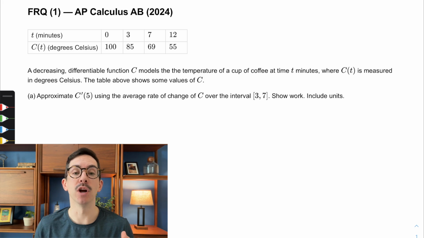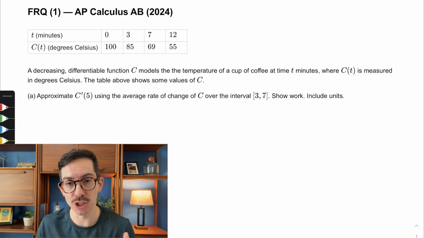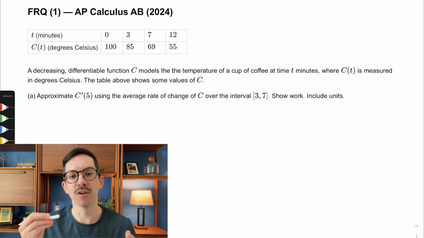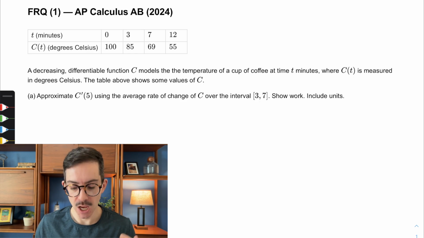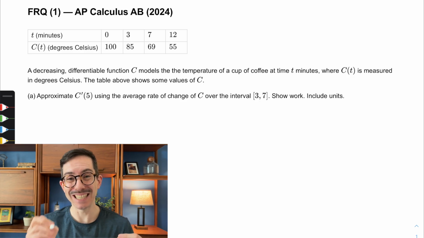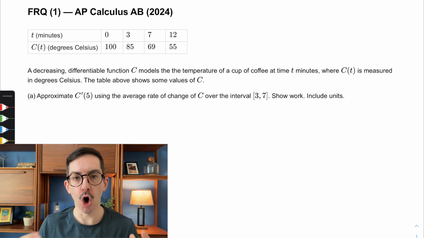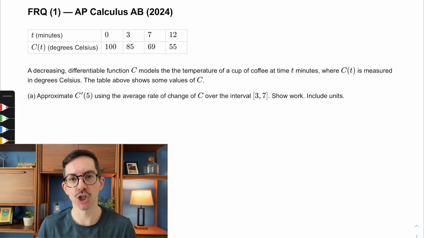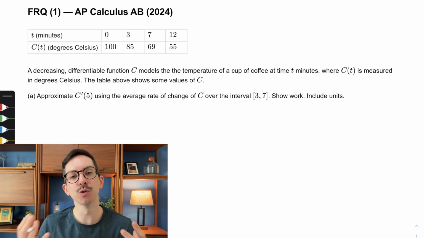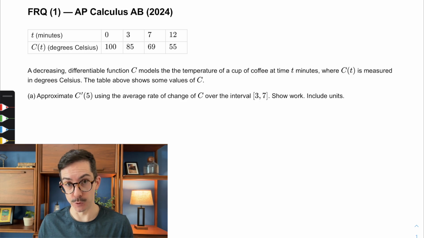In this problem, we are working with a table of values that's giving us the measured temperature of a cup of coffee as it cools. In this first problem, we are asked to approximate C prime of 5, the instantaneous rate of change of this coffee's temperature function at t equals 5. And we're told to do it using the average rate of change formula over this interval.